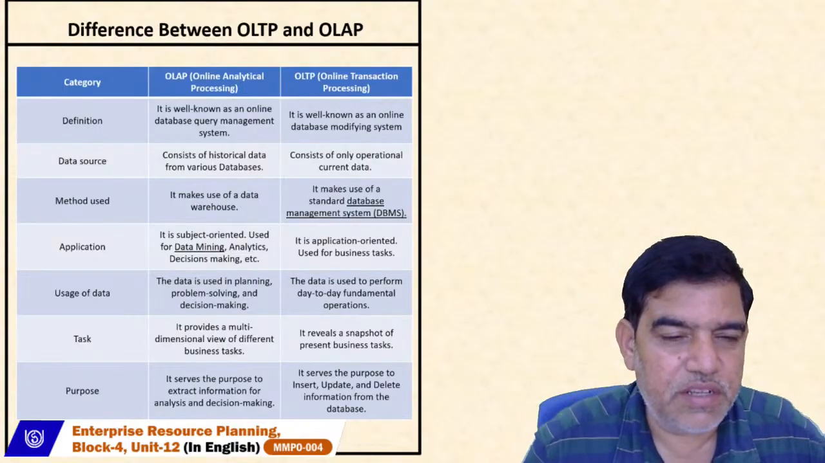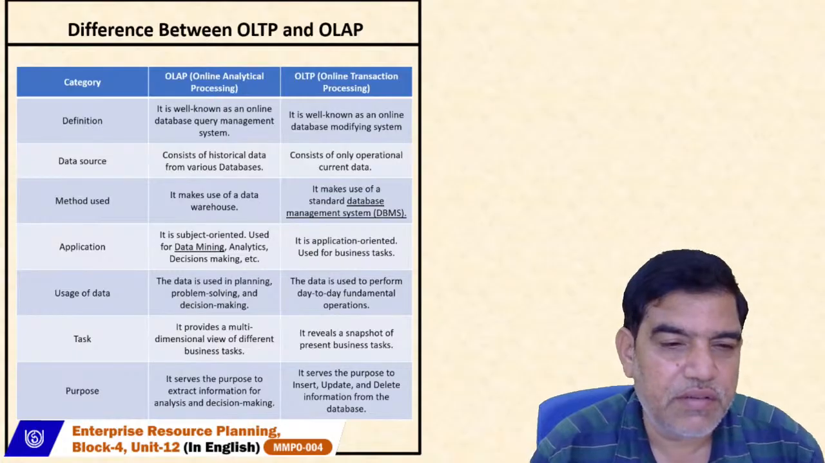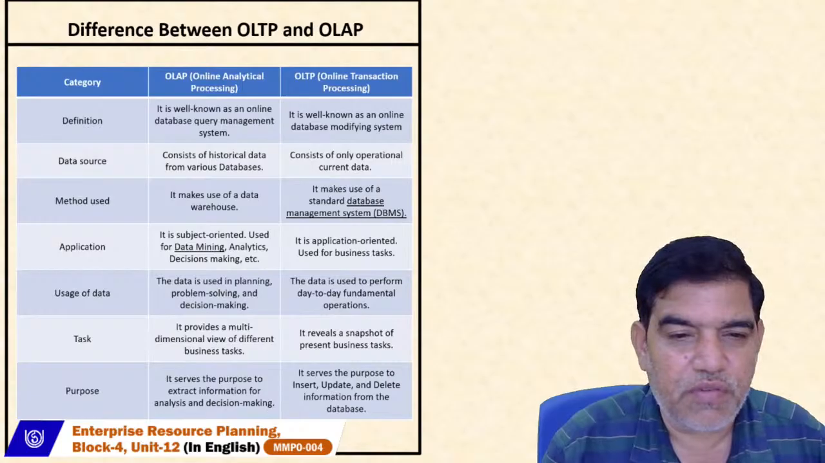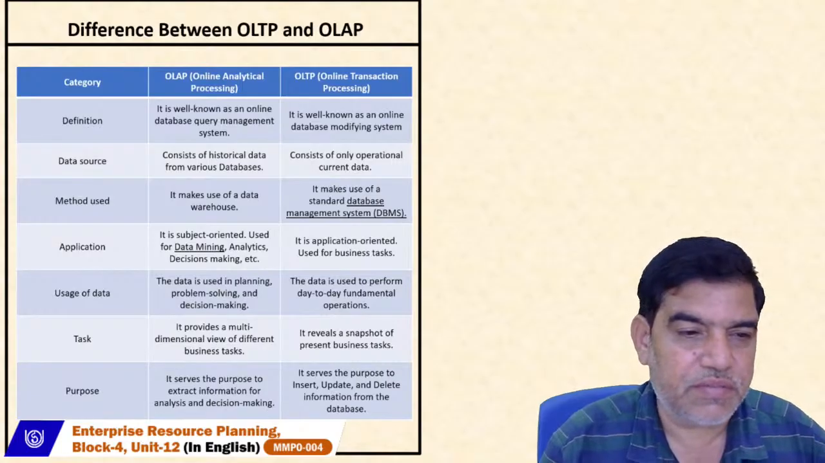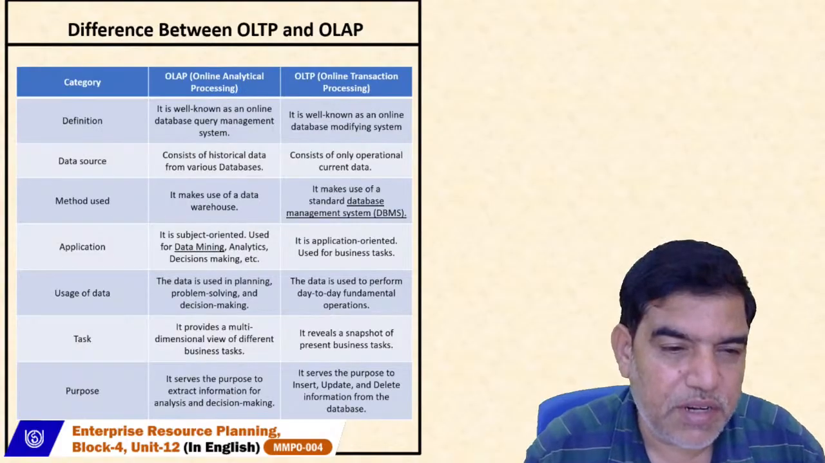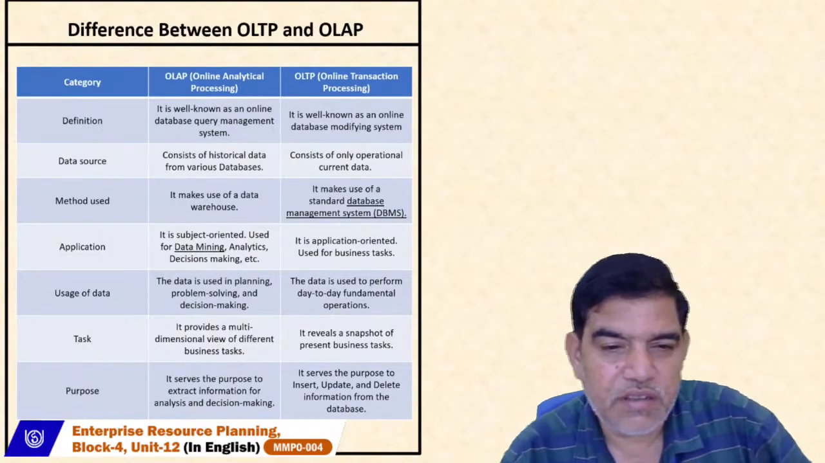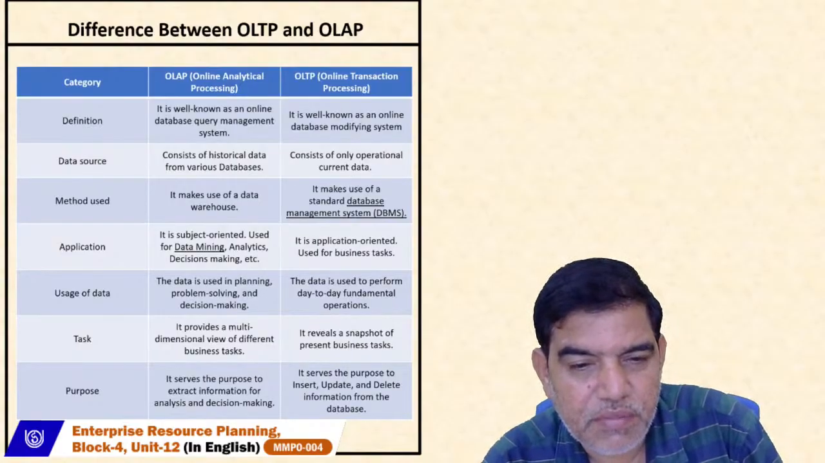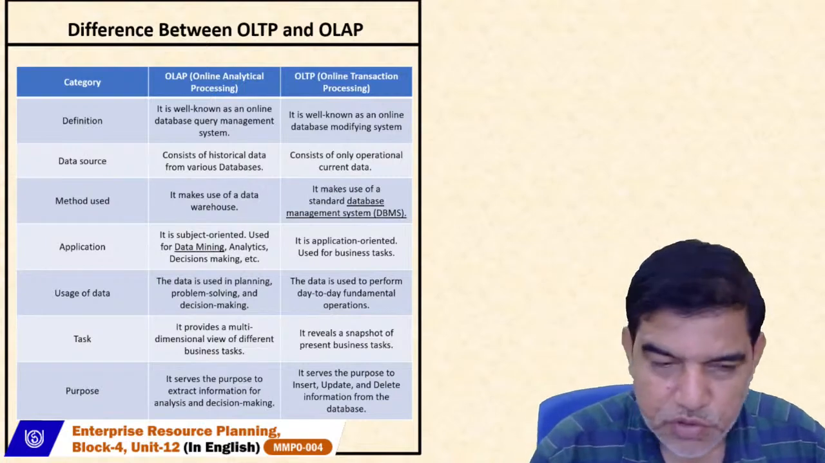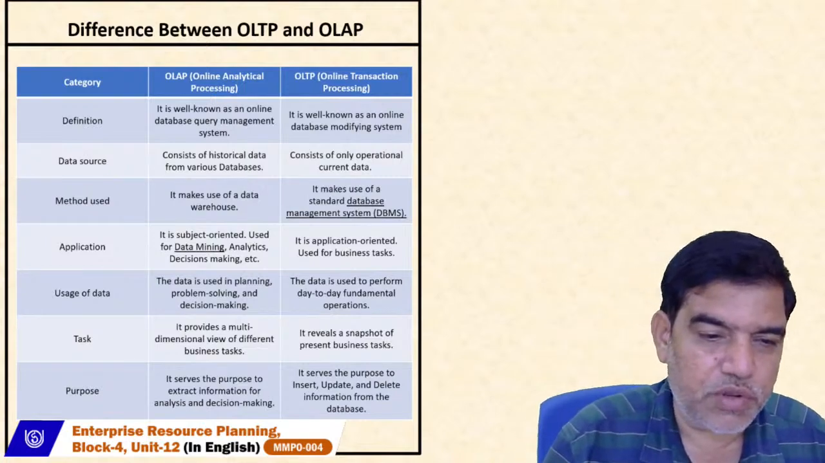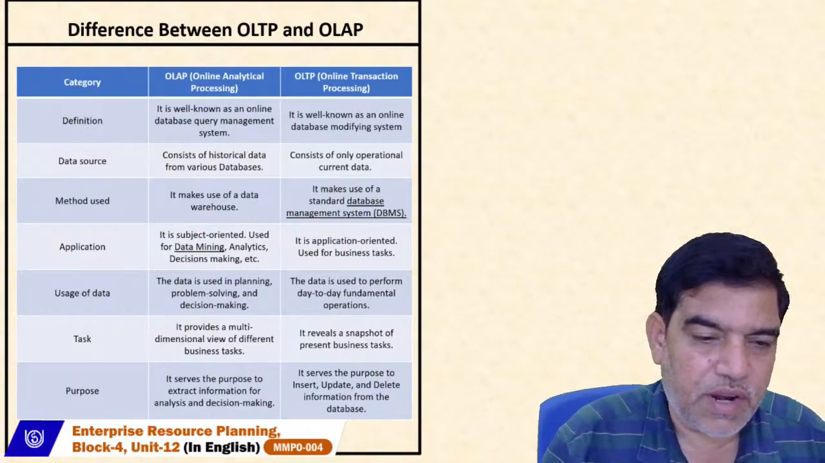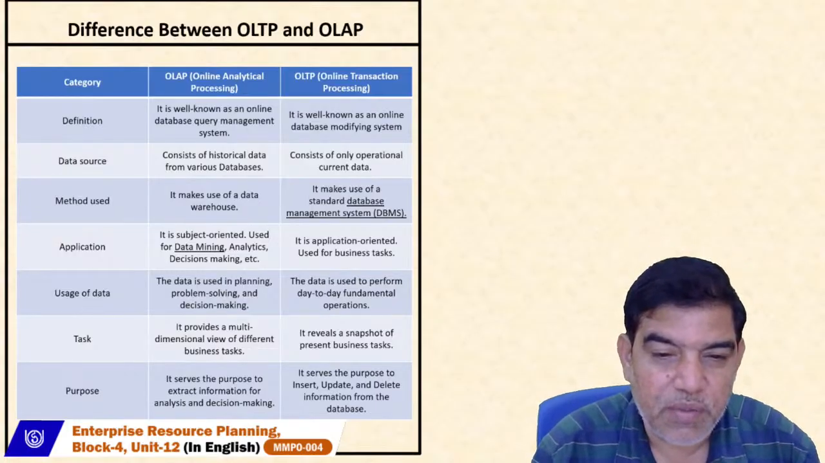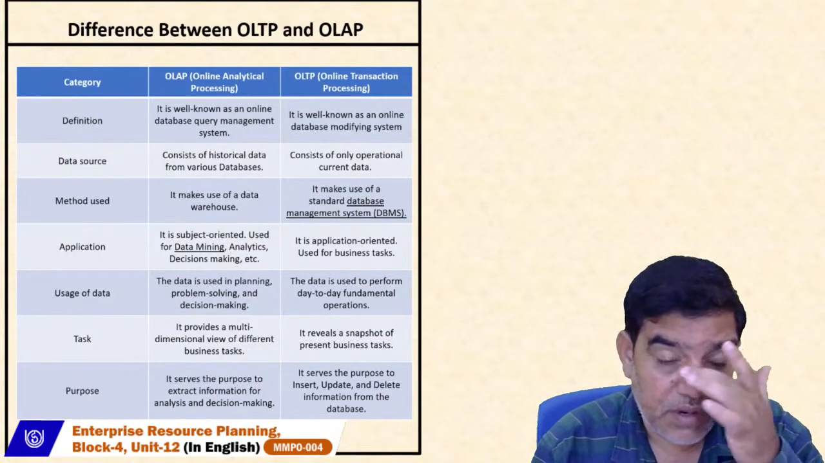Then usage of data. This is also one category. In OLAP, the data is used in planning, problem solving, and decision making. In OLTP, the data is used to perform day to day fundamental operations. Then task. OLAP provides multi-dimensional views of different business tasks. In OLTP, it reveals a snapshot of the present business task. Then purpose. OLAP serves the purpose of extracting information for analysis and decision making. OLTP serves the purpose of inserting, updating, and deleting information from the database.